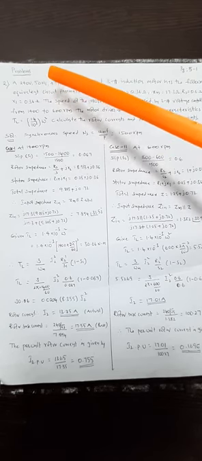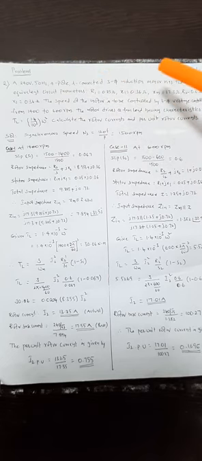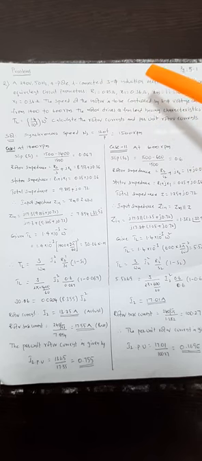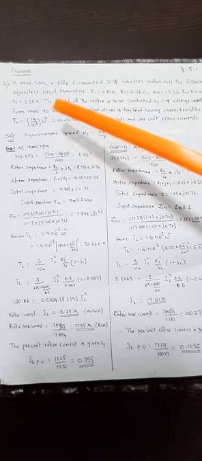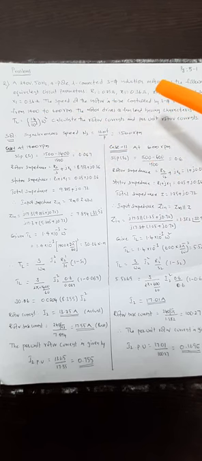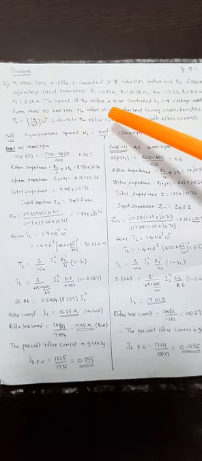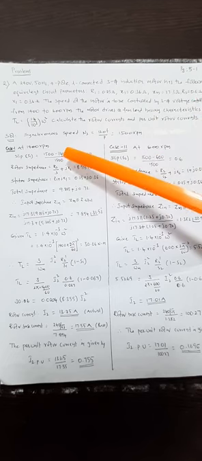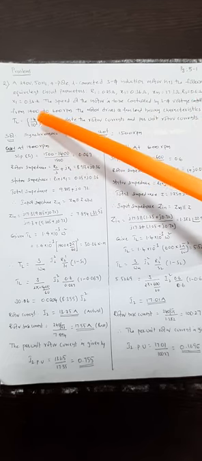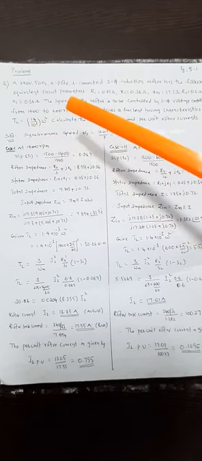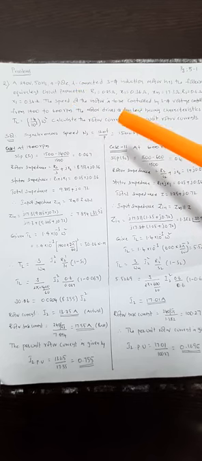A 240 volts, 50 Hz, 4 pole, star connected 3-phase induction motor has the following equivalent circuit parameters: R1 is 0.25 ohm, X1 is 0.36 ohm, XM is 17.3 ohm, R2 is 0.6 ohm, X2 is 0.36 ohm. The speed of the induction motor is to be controlled by a 3-phase voltage controller from 1400 to 600 rpm. The motor drives a fan load having the characteristic TL equal to 1.4 divided by 10 cube into omega square. Calculate the rotor currents and rotor per unit currents.